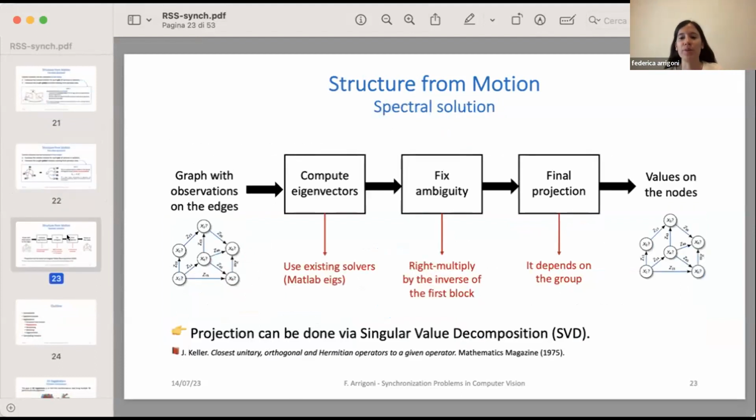Hence we can follow the general pipeline of the spectral solution, where we start with our graph with observations on the edges that are relative rotations now. We compute the eigenvectors, we fix the ambiguity, and then for the final projection, we have to solve the problem of computing the nearest rotation to a given matrix. This is a known problem that can be solved using singular value decomposition. And this will produce our absolute rotations defined on the nodes that solve for camera rotations in structure from motion.